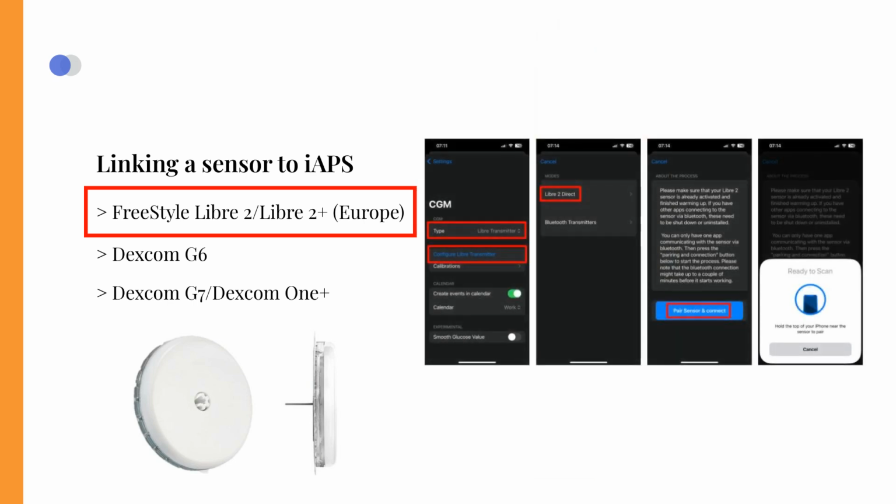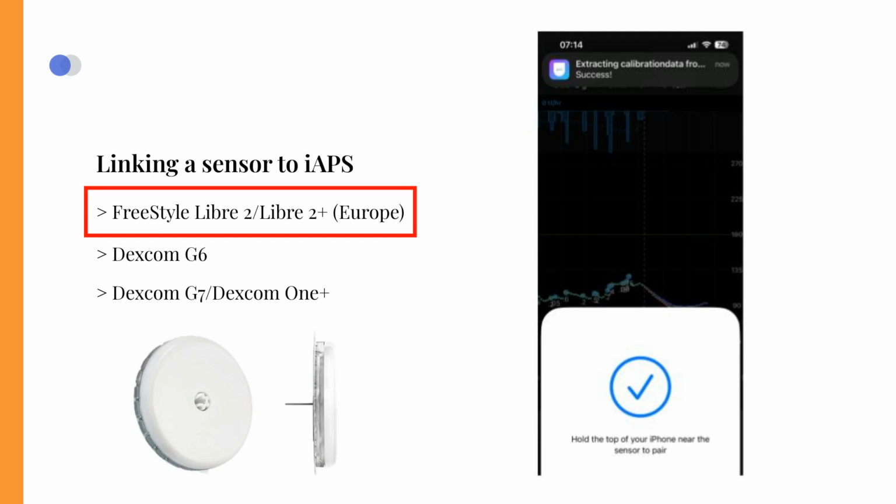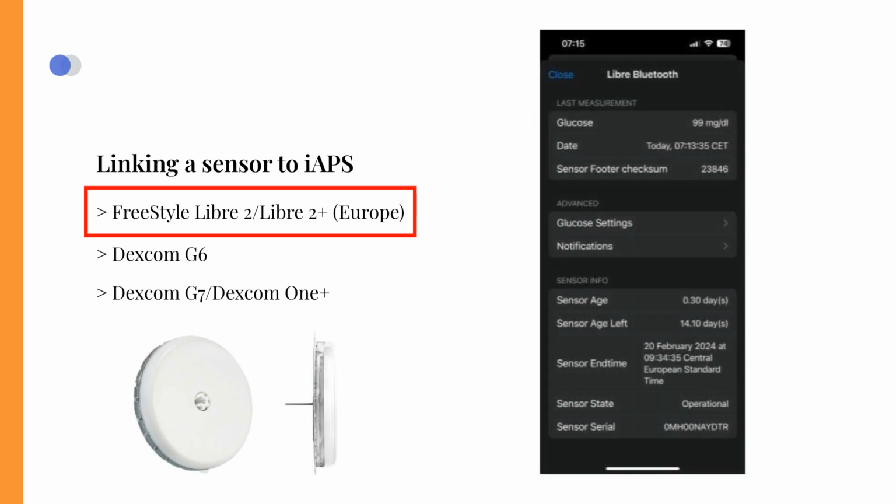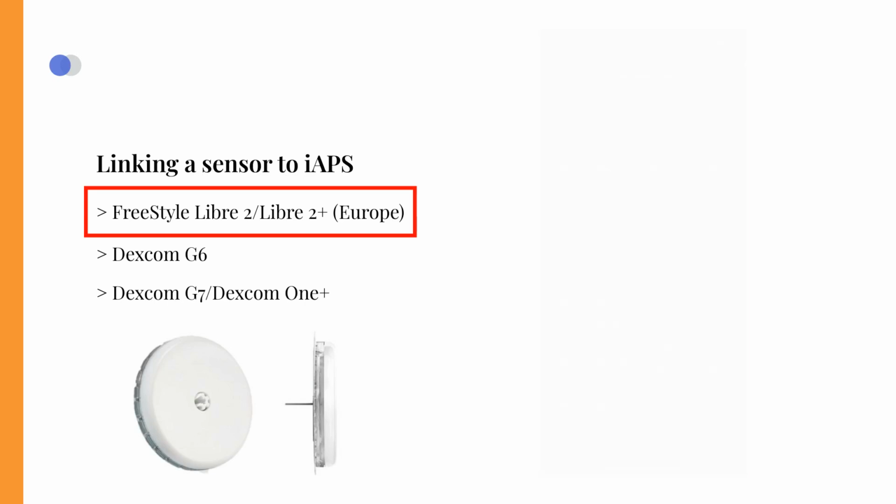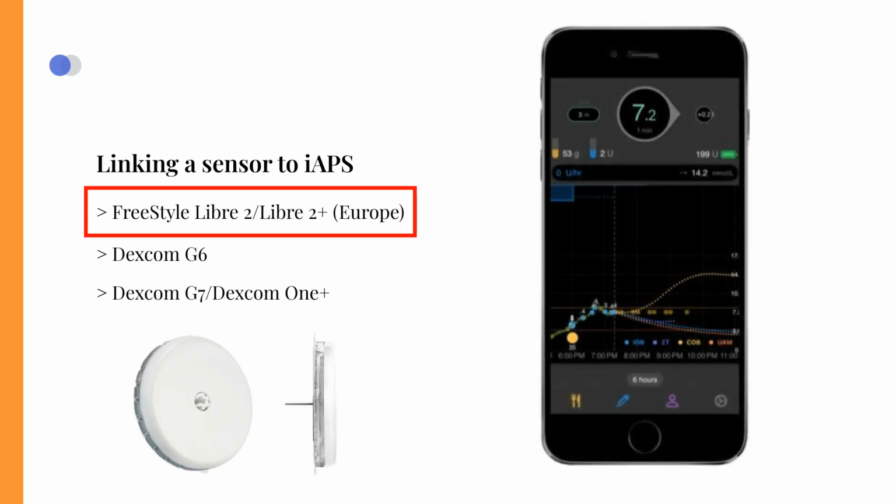Within iAPS, navigate to Settings, select CGM, and then opt for the Libre transmitter. Tap the configuration option to select Libre 2 Direct. Here, you can start the pairing process and scan your sensor. This enables iAPS to directly receive data from your Freestyle Libre 2 or 2 Plus sensor. Once scanned, your sensor information will populate the screen and your current sensor glucose will be visible on the iAPS home screen. After 14 days, the Freestyle Libre 2 or 2 Plus sensor will stop functioning.